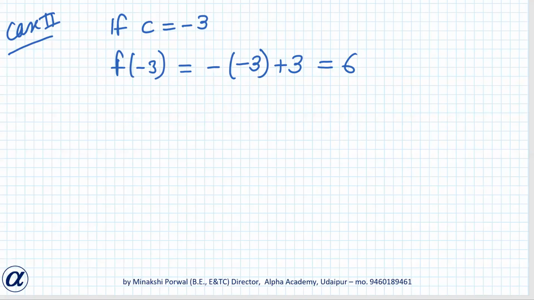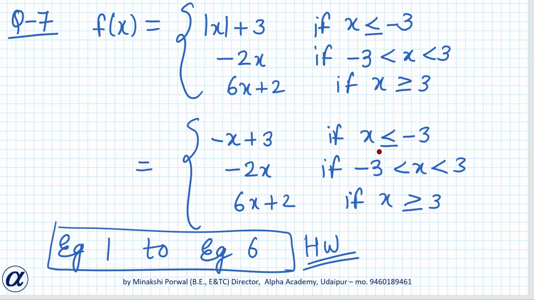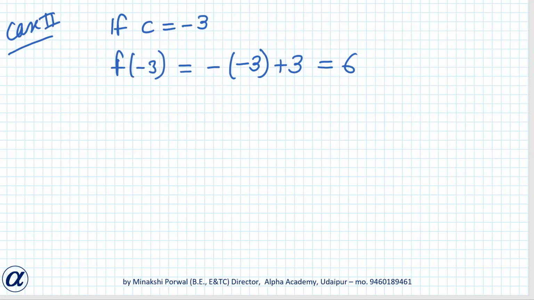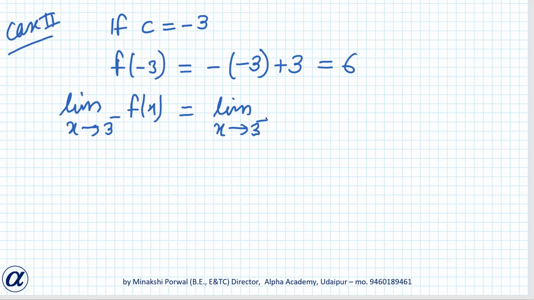So when C is minus 3, its value will be minus of minus 3 plus 3, so it will be 6. Now this is the value at that point. We'll find the left hand limit and right hand limit also. So limit x tends to minus 3 minus of f(x) is equal to limit x tends to minus 3 minus of minus x plus 3.